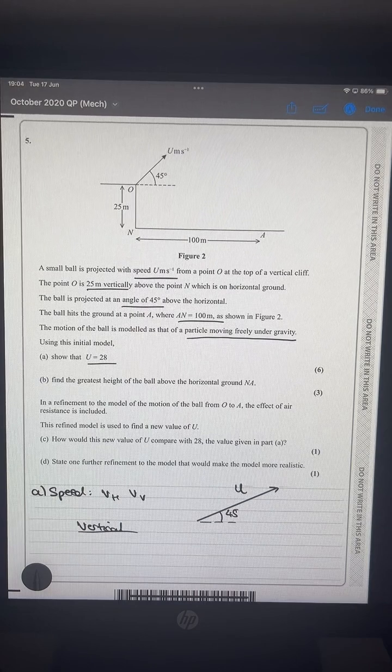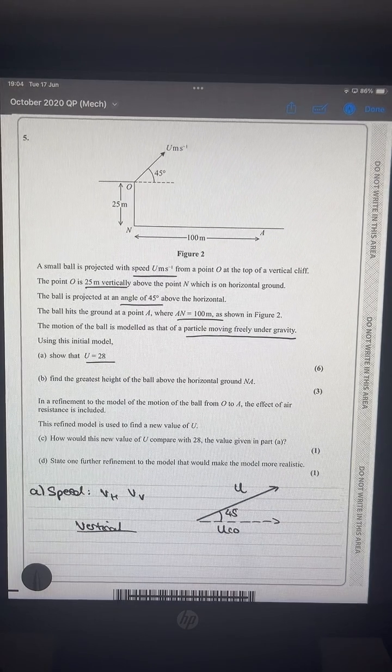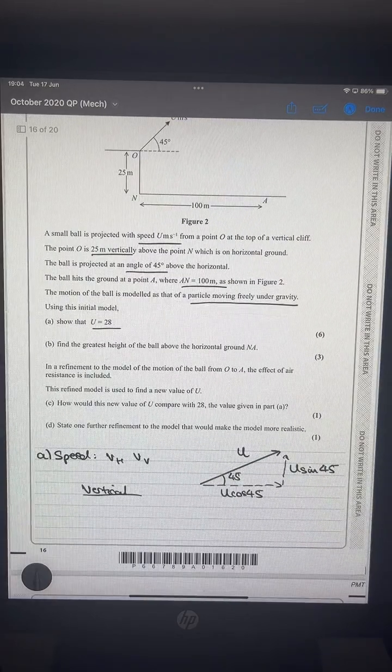The horizontal component of u we can see is that part. That is going to be u cos 45 because it's adjacent. The vertical component is going to be u sine 45 because that's opposite. So how am I going to find what u is? Just start doing your vertical and horizontal columns of working and see where you can go from there.